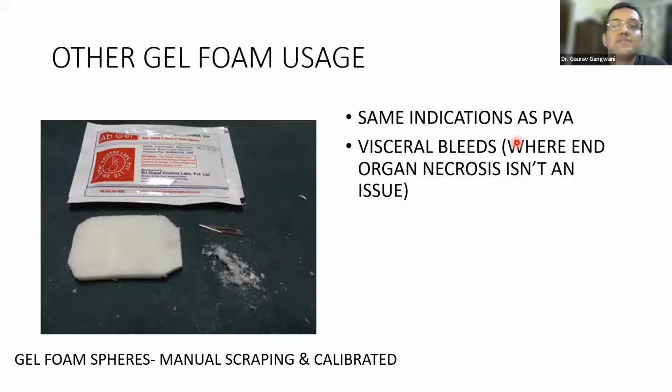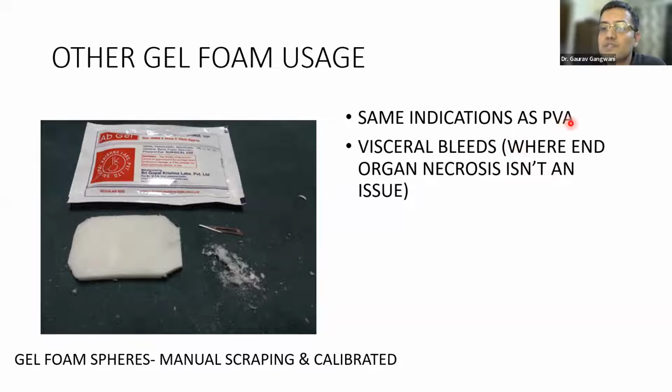The other way of using gel foam is, of course, scraping it and forming particles, either small ones or slightly larger ones. Of course, we do not have calibrated particles in India yet. Japan has a lot of calibrated particles where, like PVA, gel foam comes in different sizes, pre-calibrated and automated. One of the reasons is they don't have PVA authorized yet by their medical system, but they use gel foam beautifully like a permanent agent almost, and it works for most of them.